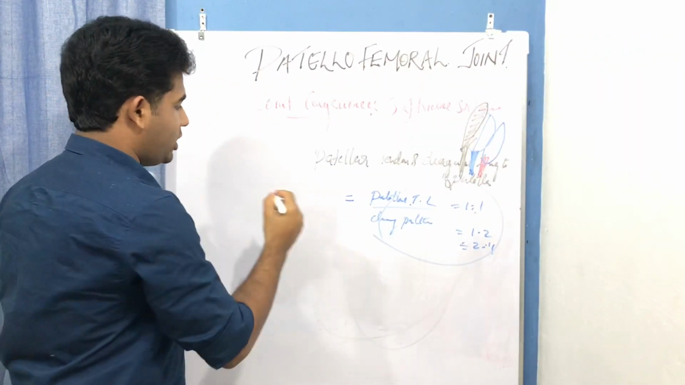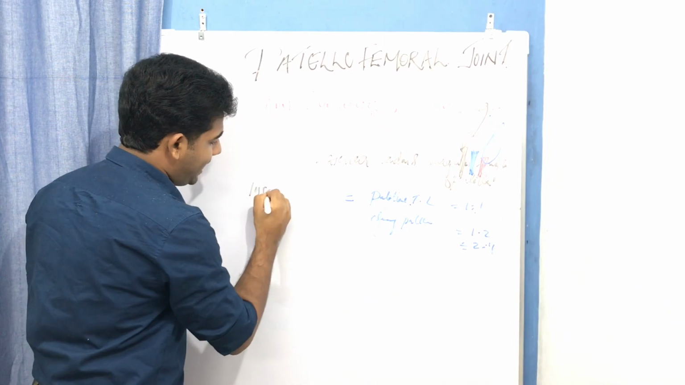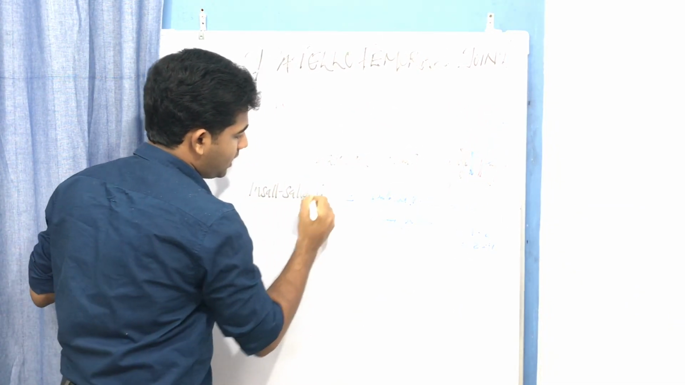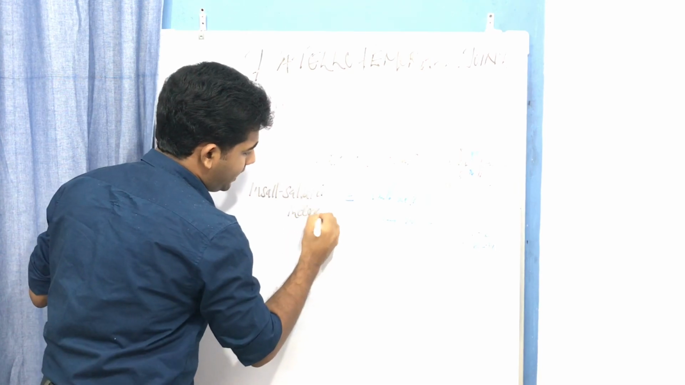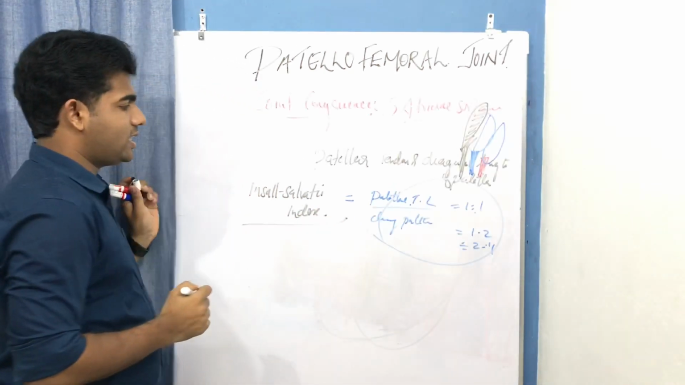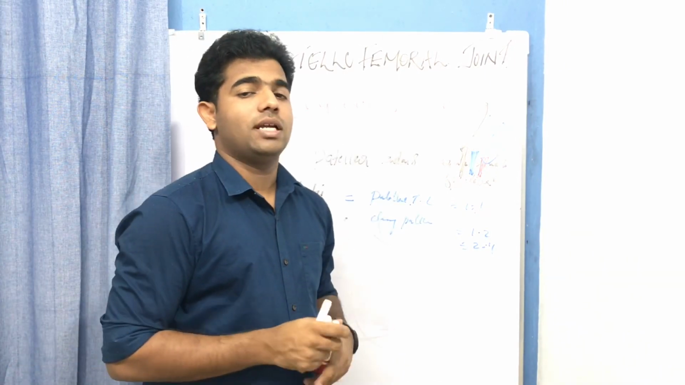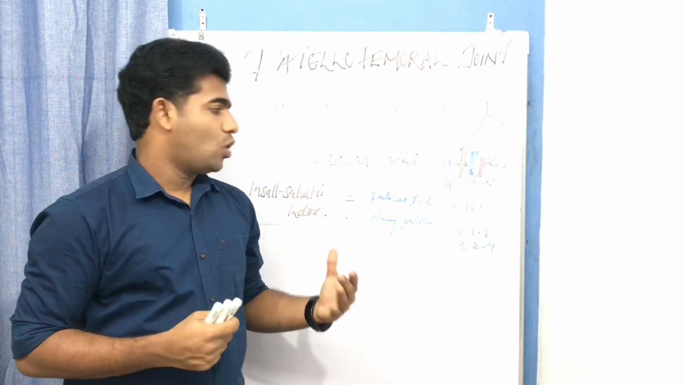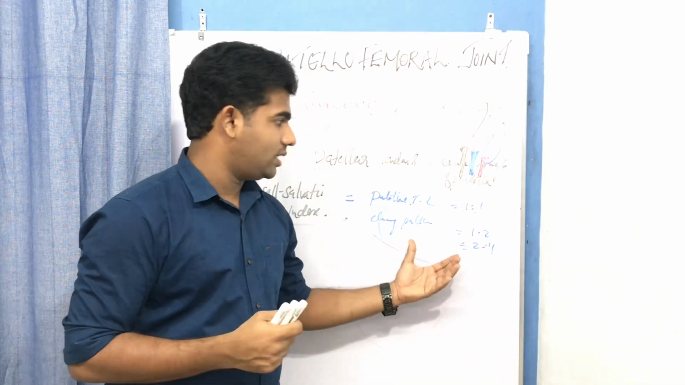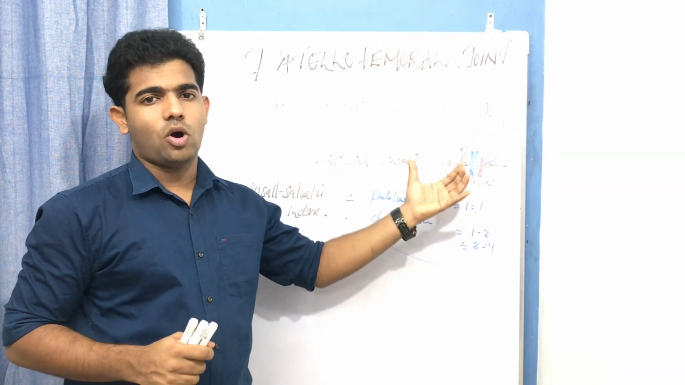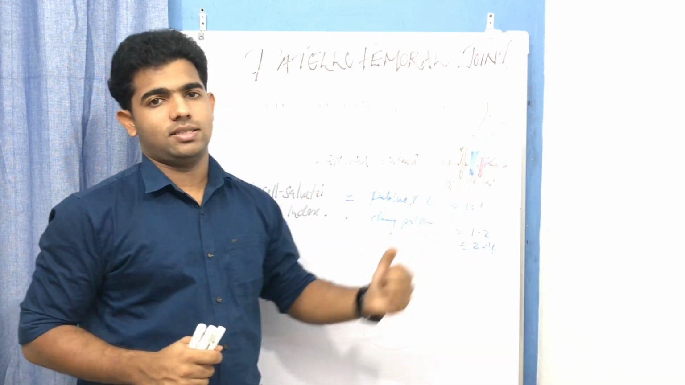So this ratio is known as Insall-Salvati Index. What is Insall-Salvati Index? Insall-Salvati Index is a ratio of patellar tendon length to the diagonal length of the patella, which is used to determine the position of the patella with respect to the femoral condyles or femoral sulcus, right?